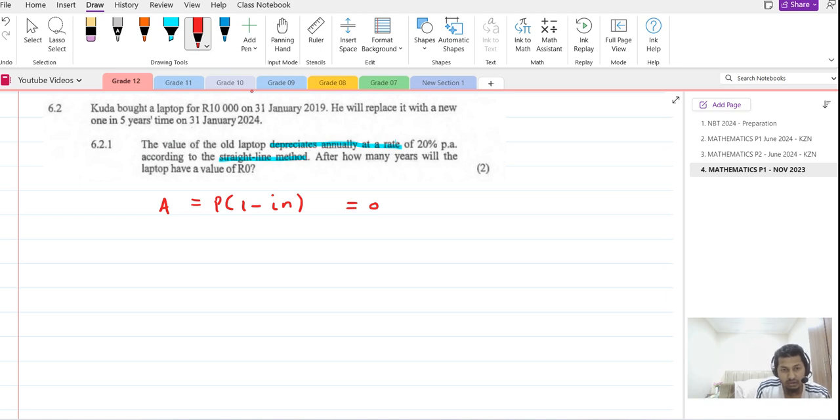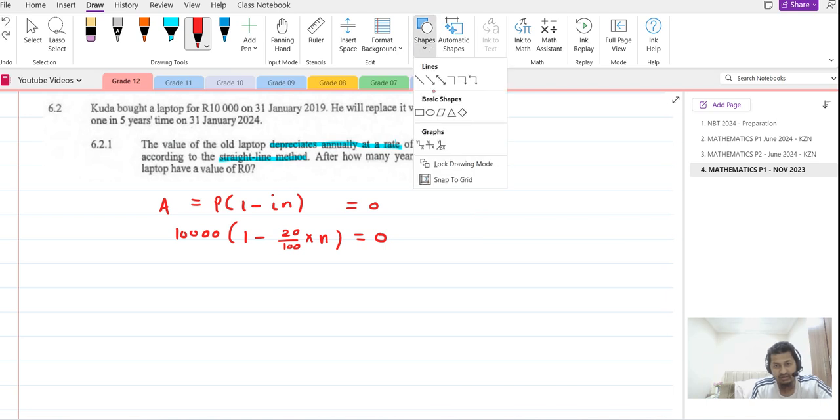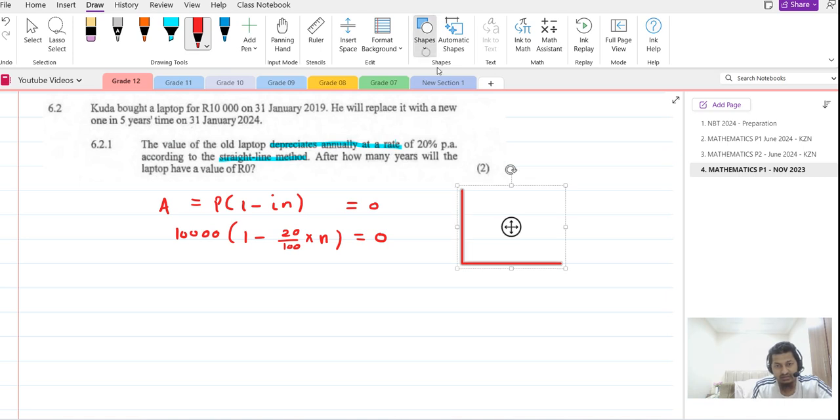So he bought the laptop for 10,000, right? Into 1 minus, what's the interest rate? 20%. So 20 over 100 times n, because we don't know after how many years it will have a value of 0, right? So basically you're doing a thing like this. If you think about the graph, doing a thing like this, right?